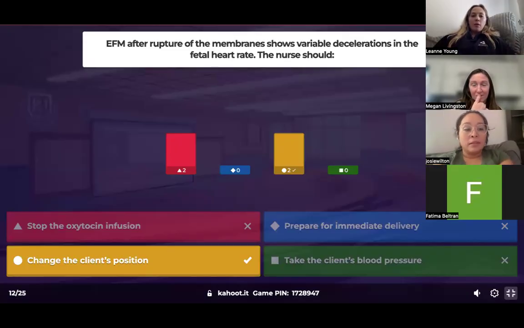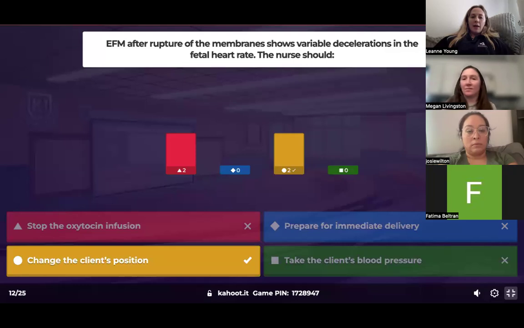So with this one, we need to know the causes of our variable decels, right? And that goes back to that VEAL CHOP mnemonic. So our variable decels are caused by cord compression. So we need to get pressure off that cord, and the best way to do that is to change mom's position. Okay. Stopping oxytocin infusion is not a bad idea. That's probably the second thing you would do if you move the patient and the variables don't stop. But we want to first try and change the mom's position because that'll take us like 2 seconds, and most of the time that's the fix with variables.